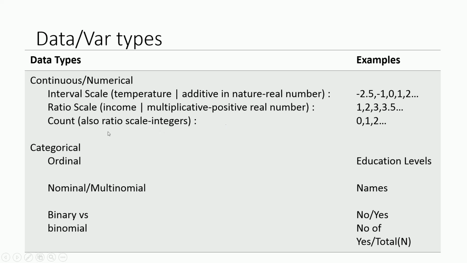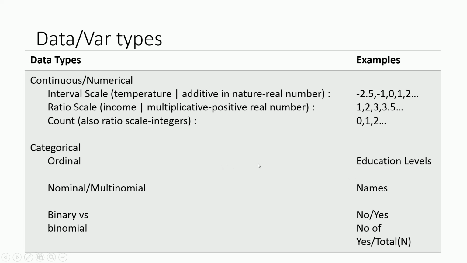The third type is the count, and they're pretty simple to understand. They're all integers, and they are all in the positive direction. The second big type is the categorical. Now, they are further divided into these subtypes. The ordinal one, which is the first one, basically is a type of data which is expressed in the form of different levels. And the example is education levels.